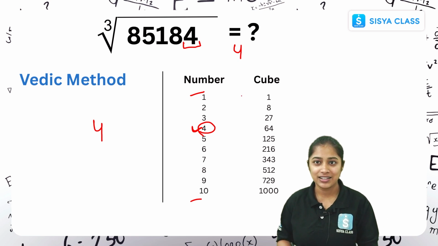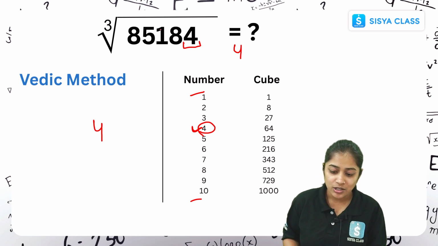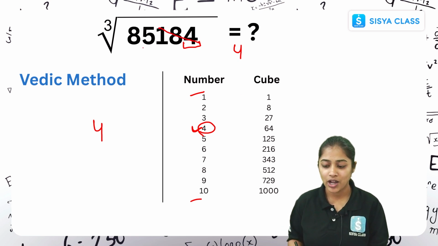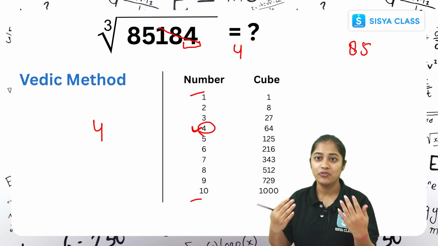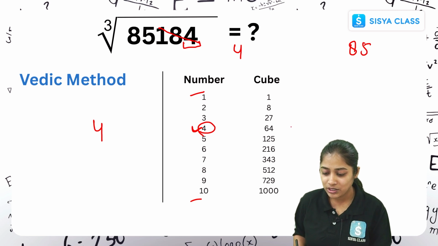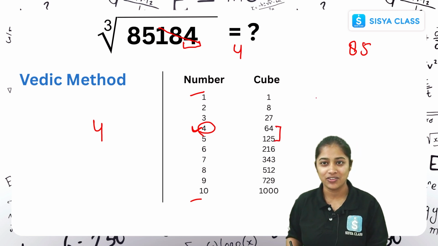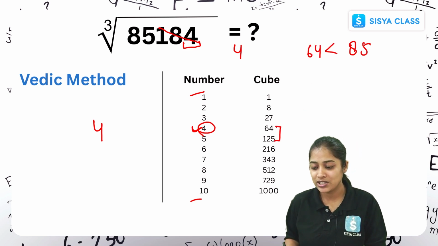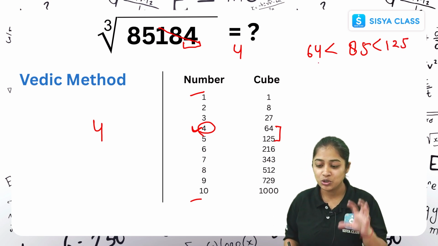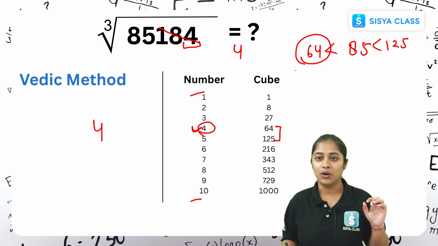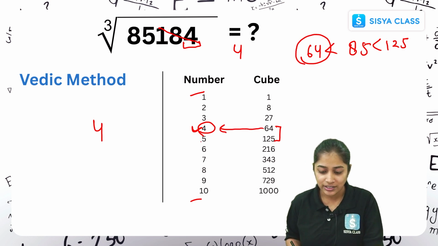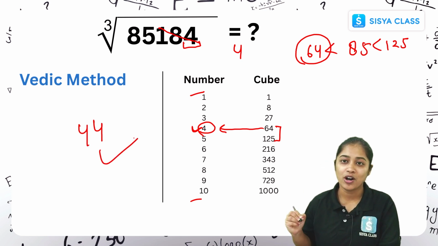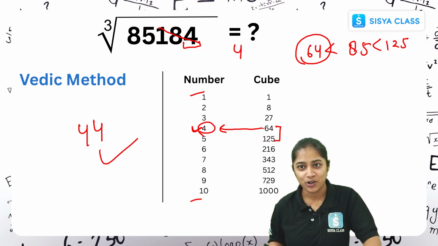Now I will cancel the last 3 digits for the tens digit, so I will cancel 184. Now we have 85. Now I will check that 85 lies between which cube numbers. It lies between 64 and 125. Now I will select the cube root of the smaller cube number for my tens digit. What is the cube root of 64? It is 4, correct? So the answer here is 44. So the cube root of this number is 44.